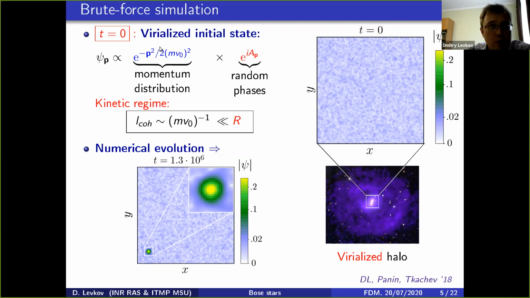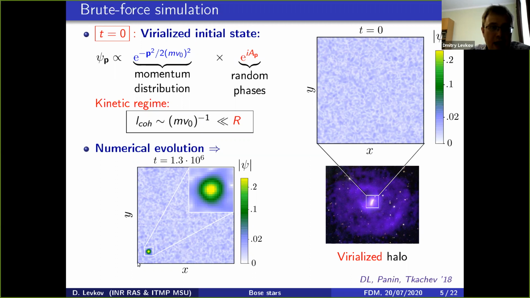And the de Broglie wavelength is much smaller than the size of the system. So we are in the kinetic regime. We want to find out whether some Bose stars, some Bose condensate forms during evolution. So we switch on our computer and evolve it numerically. And this is the final state in the left bottom corner.